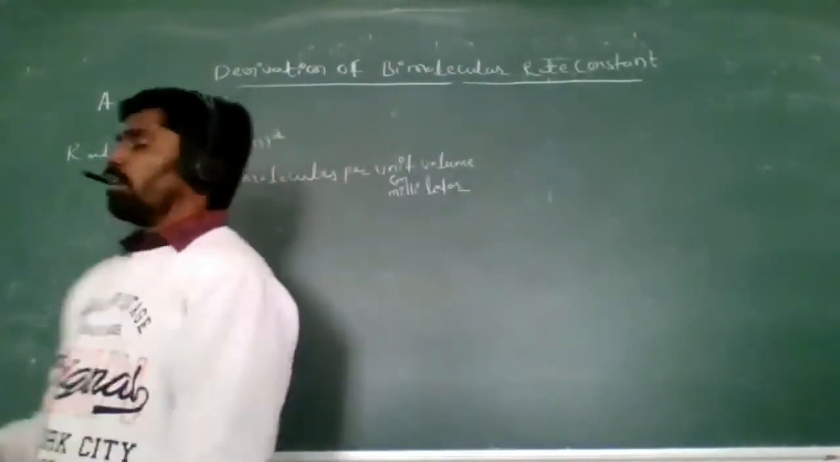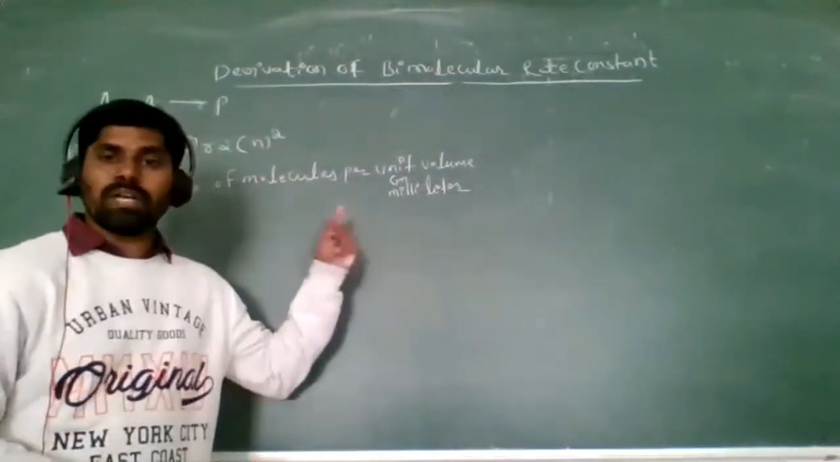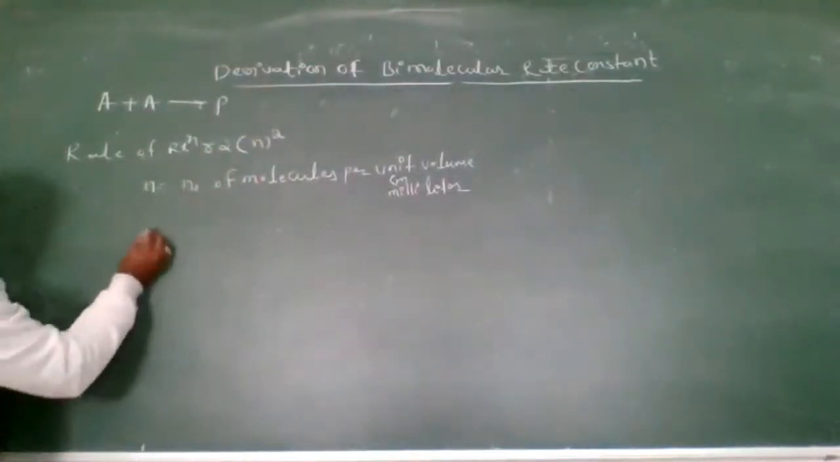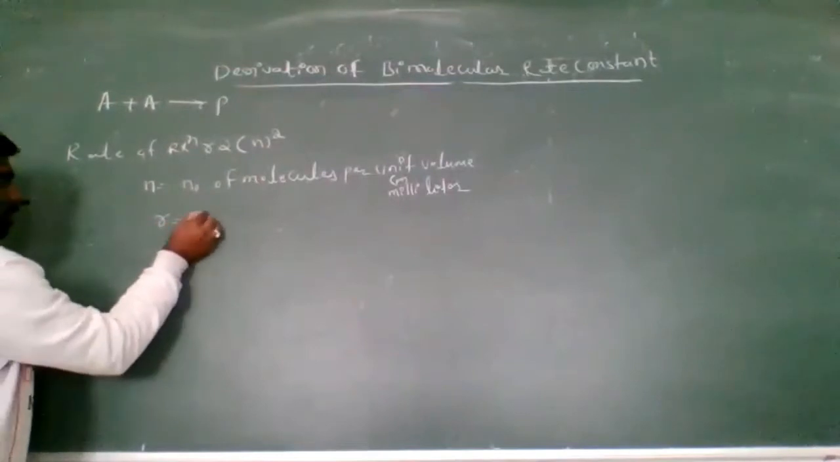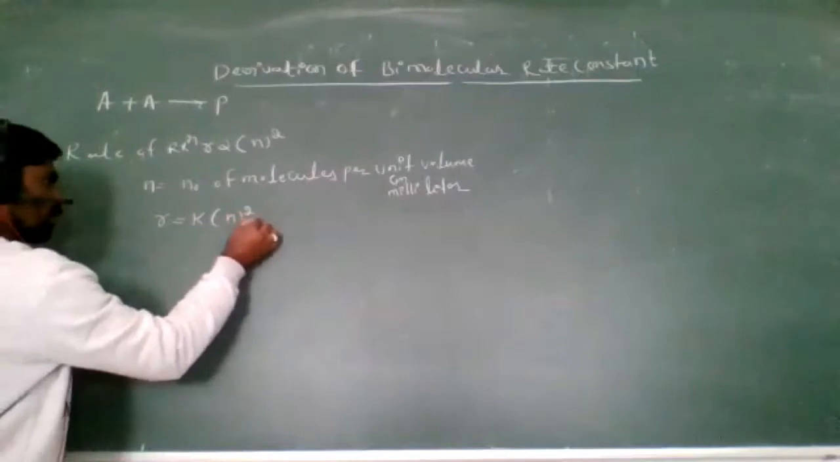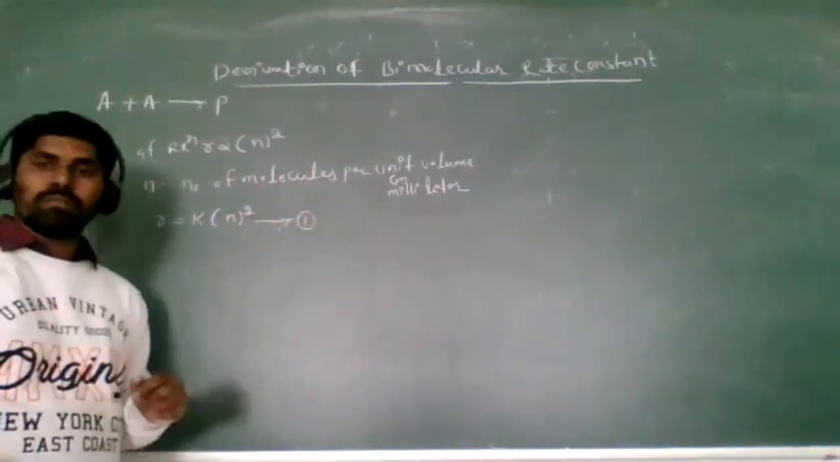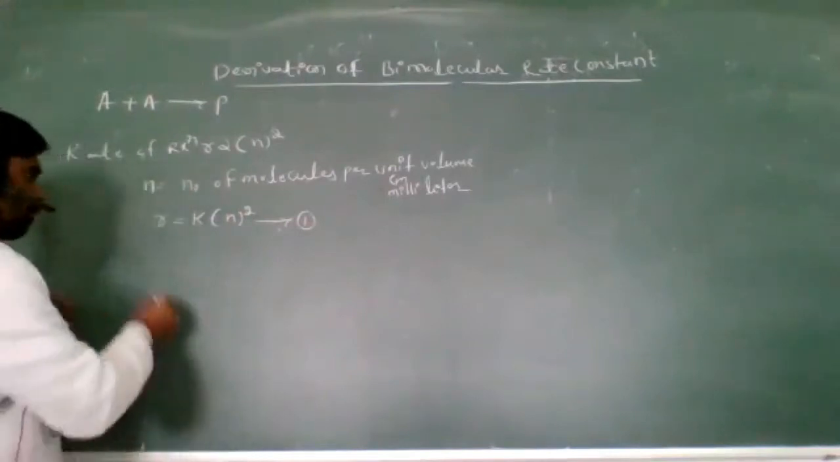Right? Now see here, number of molecules. Which molecules? Reactant molecules. Right. Now r equals, when we remove the proportionality, we write the constant k times n squared. This is equation number 1.